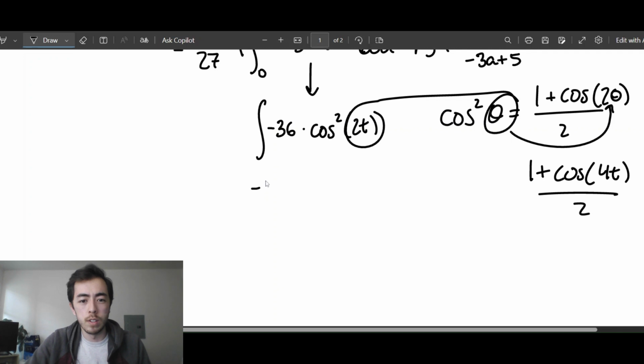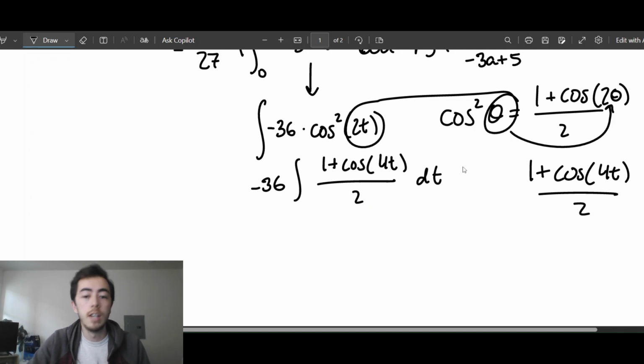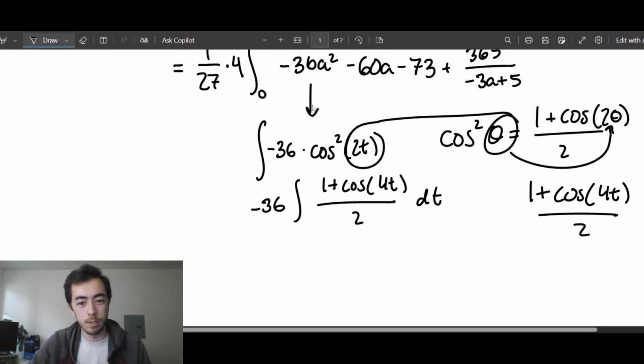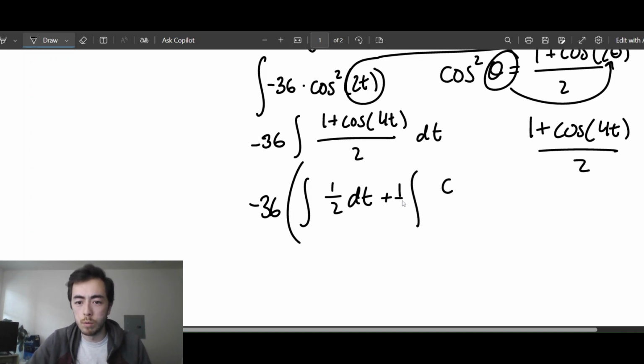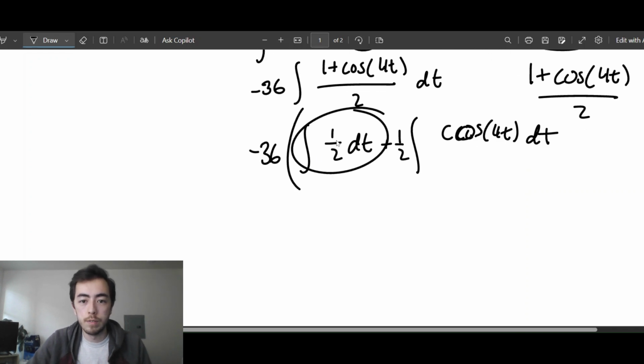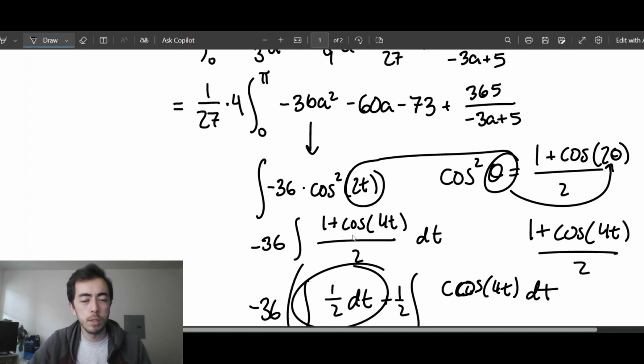I'll also take this negative 36 out for a sec, just so I can really isolate the fact that I have 1 plus cosine of 4t dt in my integral, at least for this first integral here. Splitting this up would be pretty useful into 2 different integrals. I'll have the negative 36 hang out on the outside. We'll have 1/2 as one of our integrals, and then plus 1/2 times cosine of 4t dt. This integral, fairly easy. It just evaluates to 1/2 and then whatever our bounds were, which I believe are still 0 to pi.